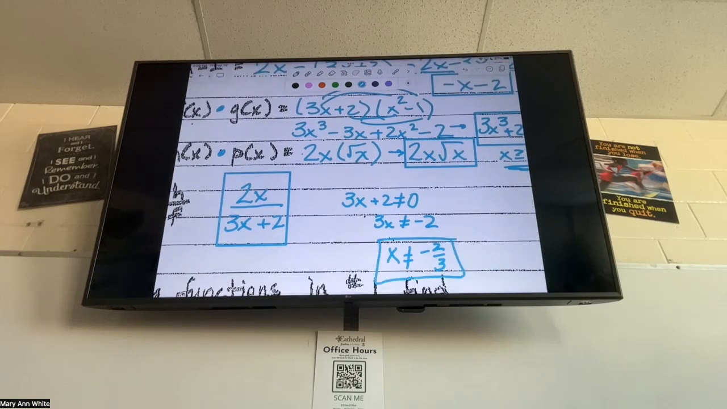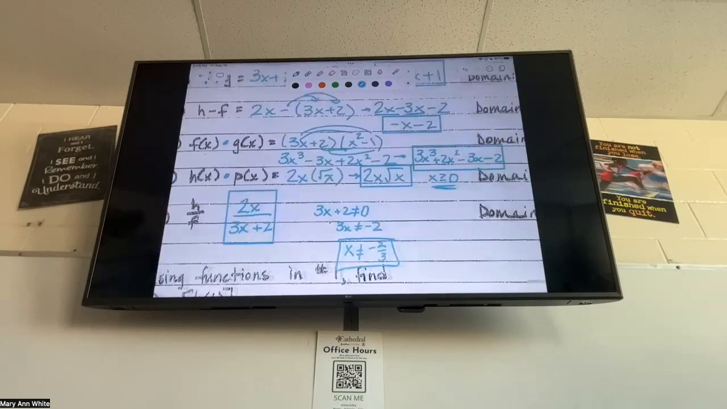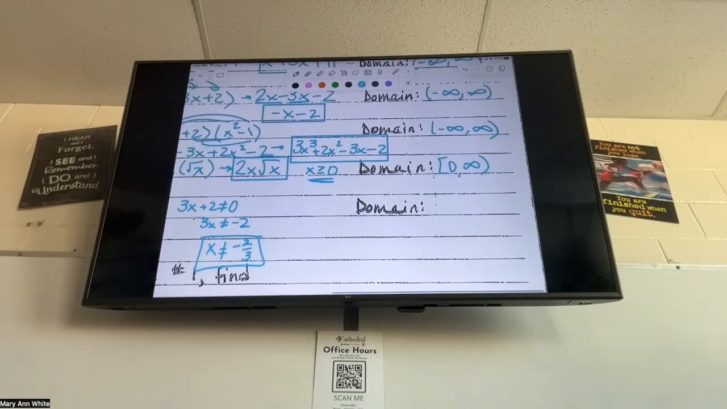Okay. Now, when I write my domain, we never just leave it like that. We have to write it in interval notation. So we can do literally any number but negative 2/3. I can go negative infinity to negative 2/3 with a parenthesis, and then union negative 2/3 to positive infinity.